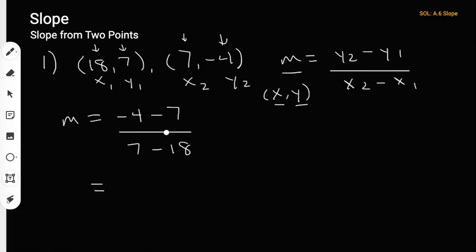What's negative 4 minus 7? That would be negative 11, right? And then in the denominator, we have 7 minus 18. What would that be? That would be a negative number. That would be negative 11. So now we have the top divided by the bottom. Negative 11 divided by negative 11 is going to give me a positive 1. And that's going to be my answer. So the line that goes through these 2 points up here is going to have a slope of 1.